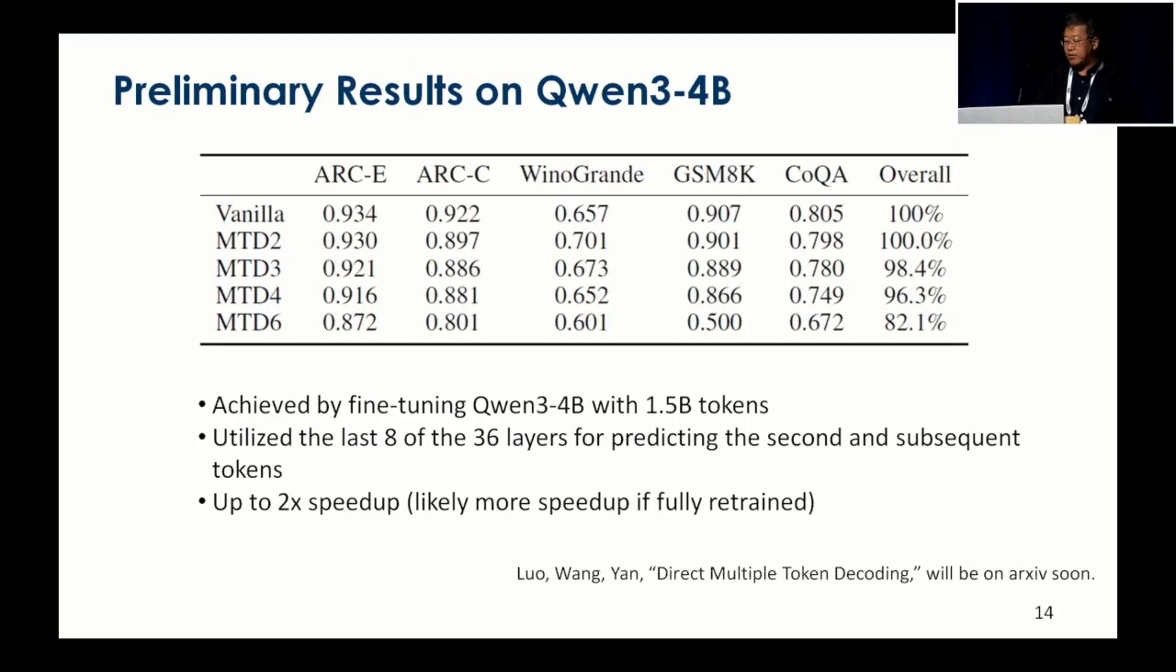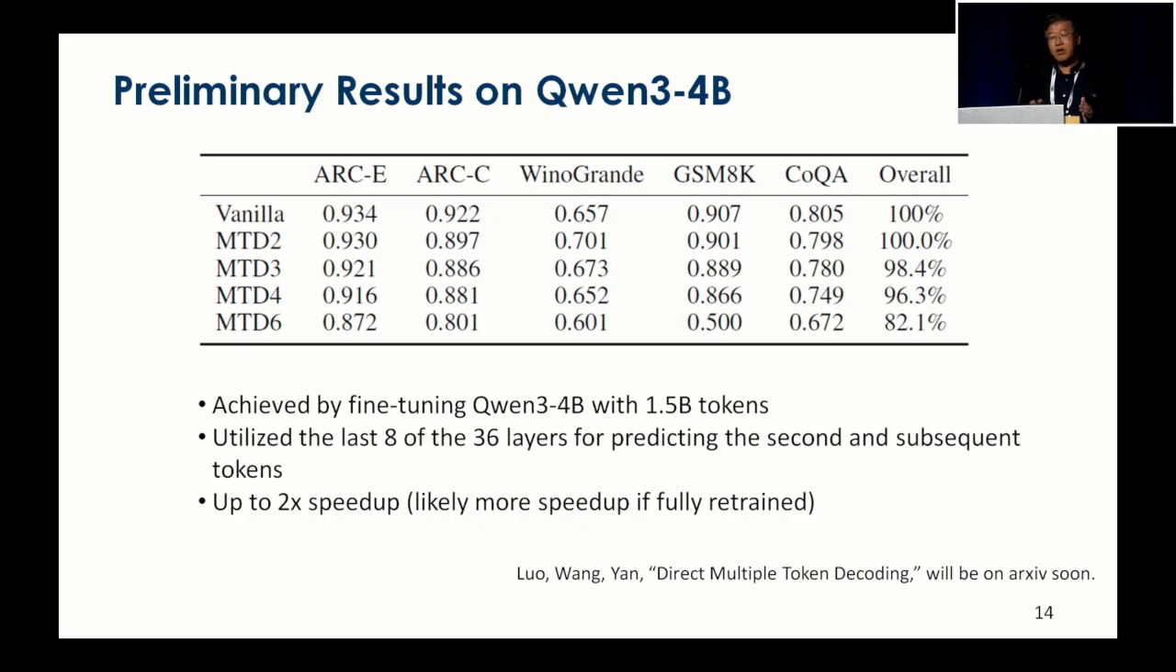And here are the results, very preliminary results. MTD2 means we generate 2 tokens consecutively. MTD4 means we generate 4 tokens consecutively. As you can see, even generating 4 tokens consecutively, you still achieve quite good performance. It's just 4% worse than the vanilla method. We trained our model based on Qwen 3 4B, and since we don't have the original training dataset, we used Tulu V2, 1.5 billion tokens, to fine-tune it. But we already achieve such good performance.